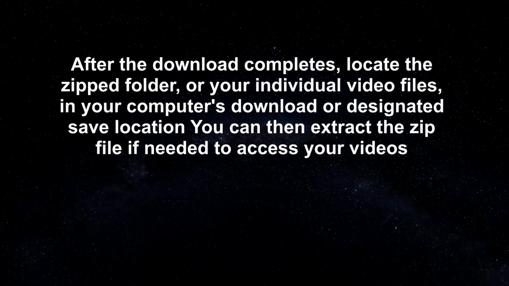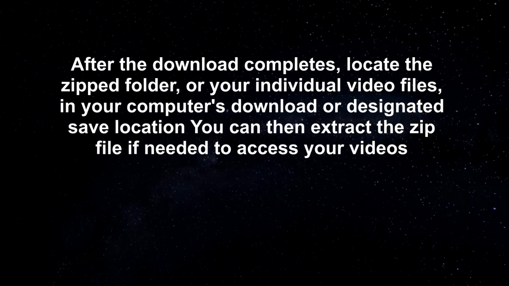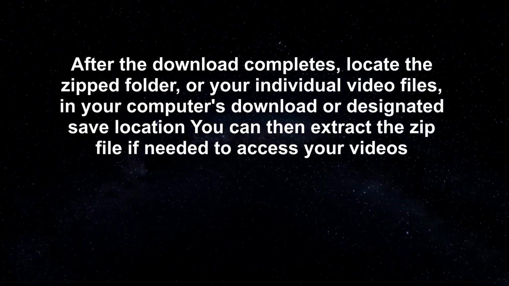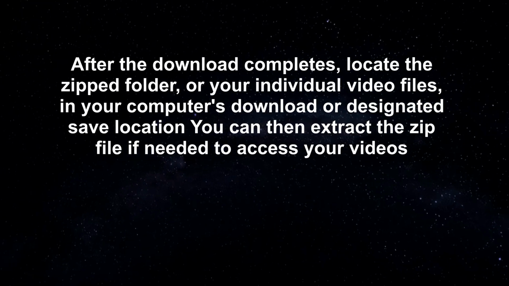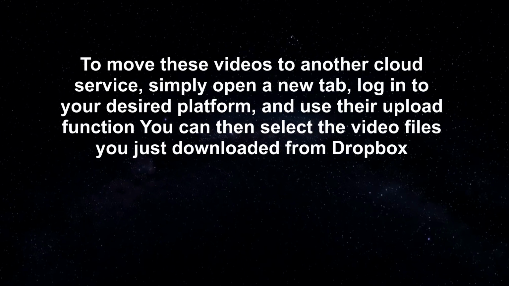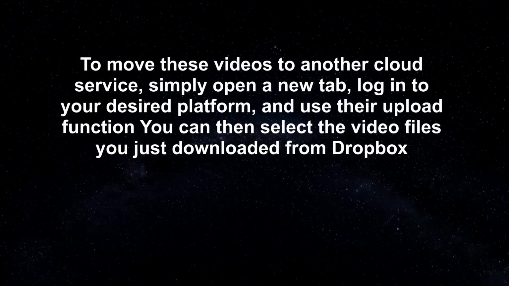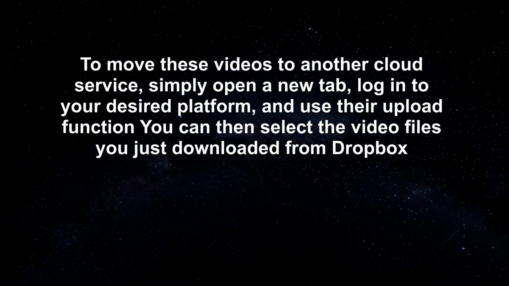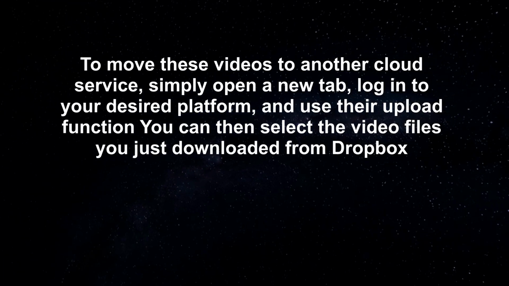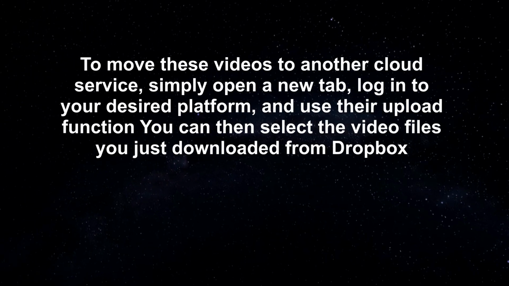After the download completes, locate the zipped folder or your individual video files. In your computer's download or designated save location, you can then extract the zip file if needed to access your videos. To move these videos to another cloud service, simply open a new tab, log into your desired platform, and use their upload function. You can then select the video files you just downloaded from Dropbox.